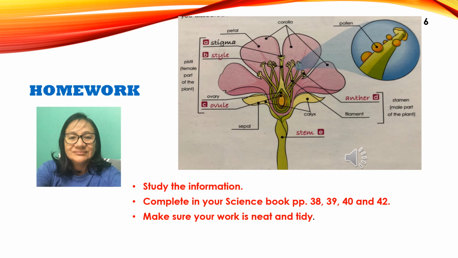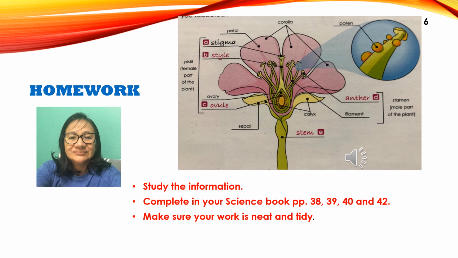Now, the homework. You need to study the information. Go back to the video and review the video one more time. Make sure that you remember the four ways that the seed is going to be spread. Let me see if I can remember. It's going to be by wind, by expulsion, by animals, and by water. Okay, so you need to complete in your science book page 38, page 39, page 40, and page 42.